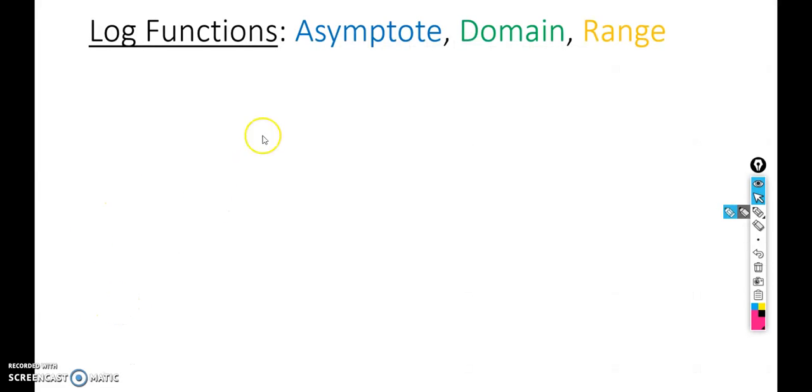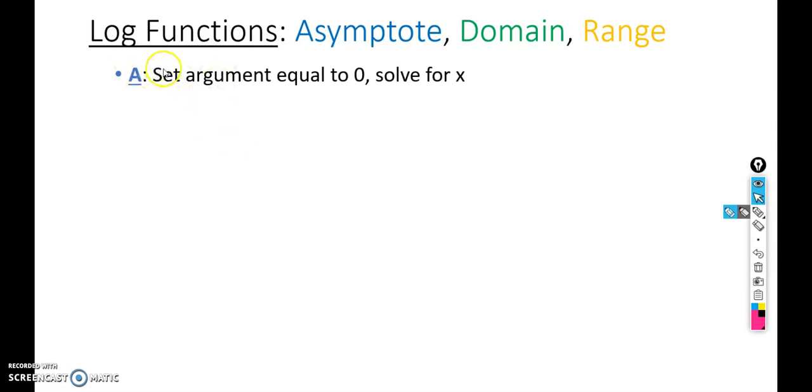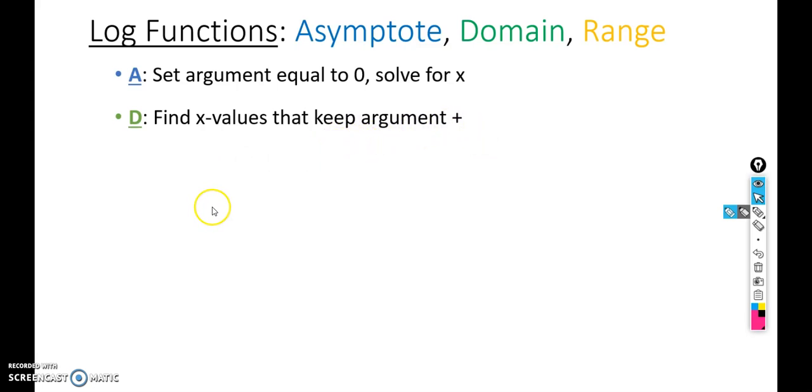We're asked to find domain, range, and asymptote of log functions. We won't always be given a graph. Sometimes we'll be given a function. So let's talk about how to deal with that. If we want to find the asymptote, we want to set the argument of the log equal to 0 and solve for x. To find the domain, we have to find all of the x values that keep the argument positive. Because remember, we cannot have negative arguments or arguments that equal 0 for our log. And for the range of log functions, it's very easy. It's always going to be negative infinity to positive infinity.